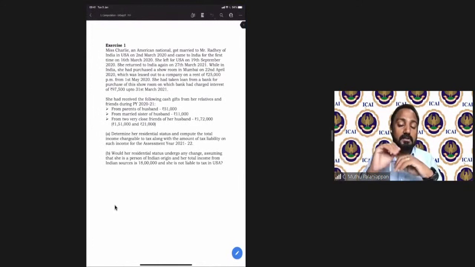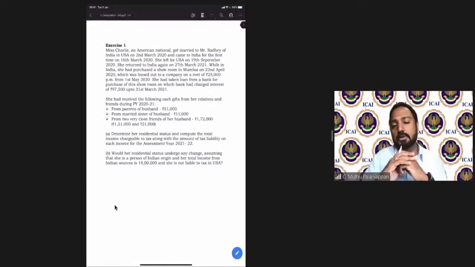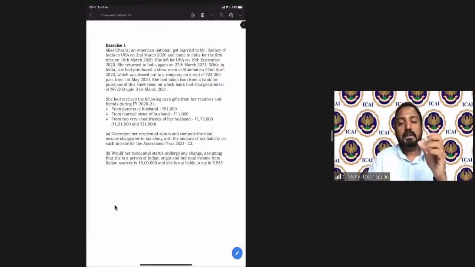The second question is to understand if the residential status will undergo any change, assuming that she is a person of Indian origin and the total income from Indian sources is 18 lakhs, and she is not liable to tax in USA. We were talking about the income with respect to residential status. Sometimes what happens is you are a non-resident, you earn income from India. So this 18 lakhs income, you are not taxable in the foreign country. You are only taxable in India on that particular income.